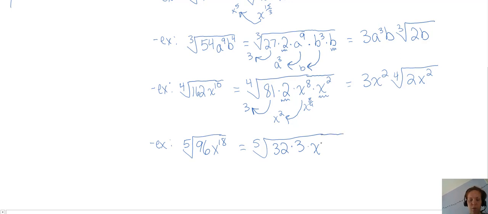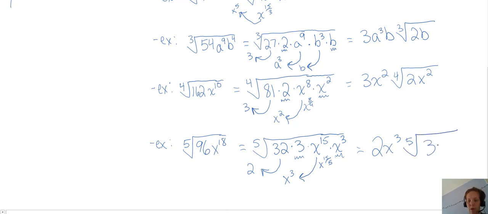And now since we're doing the 5th root, 18 needs to be a multiple of 5. So going down, 17 doesn't work, 16 doesn't work, 15 is a multiple of 5. And then I'd be left with 15 plus 3 is 18. So 5th root of 32 is 2. 3 cannot come out. 5th root of x to the 15th is x to the 3rd, 15 divided by 5. And this x to the 3rd needs to stay in. So my answer would be 2x to the 3rd, 5th root 3x to the 3rd.